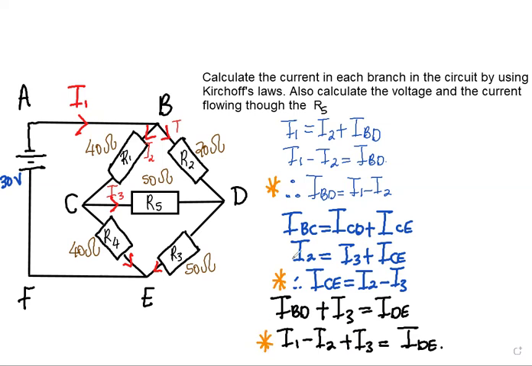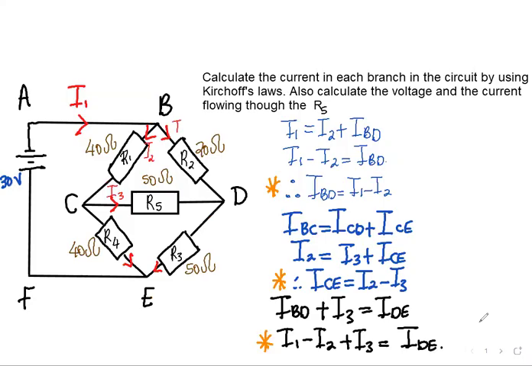The next step from here is to determine what we call our loops, so I'm forced to use the next slide. We're going to consider the loop. Remember, with regards to the loop, you can choose any loop that you prefer. I'm going to start with my loop A, B, C, D, E, F, A. That is my loop. Then we know that here we have our battery, our voltage, which is 30 volts.